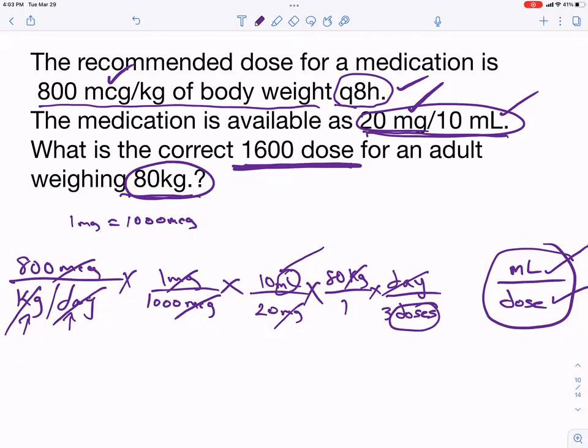So now it's just math. So 800 times 10 times 80 gives me some ridiculous amount. Now, if you're fancy and you can cross off your zeros, yay. And 1,000 times 20 times 3. When I divide 60,000 into 640,000, it gives me 10.66. And 1 greater than 10, I round to the whole number. 6 is greater than 5. So I'm going to draw up and give 11 milliliters per dose.